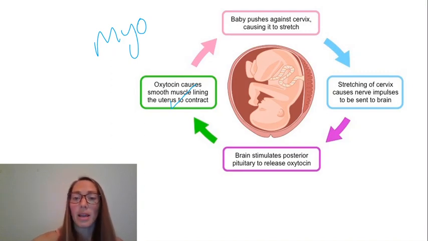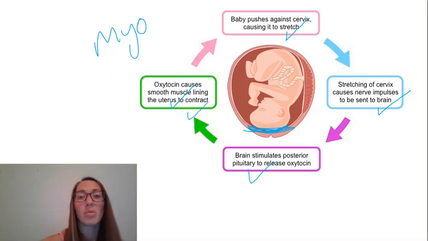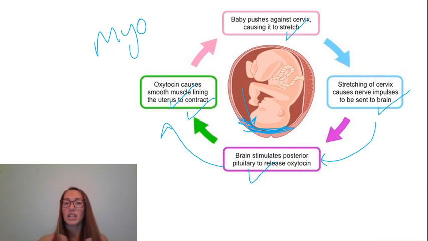And what this does is the baby's head pushes against the cervix, if the baby is not breech, so if it's head down in the uterus. And this causes stretch receptors to be stretched, and they send a nerve impulse back to the brain. Then the brain stimulates the posterior pituitary gland to release more oxytocin. And more oxytocin causes more contractions, which puts more pressure on those stretch receptors, which then signal back, and more oxytocin is released.